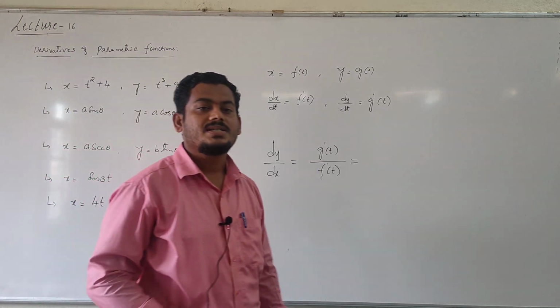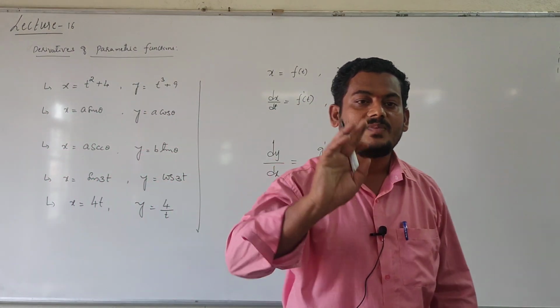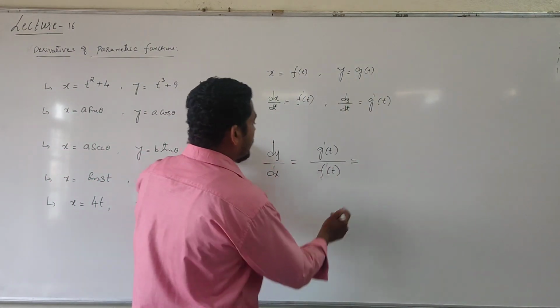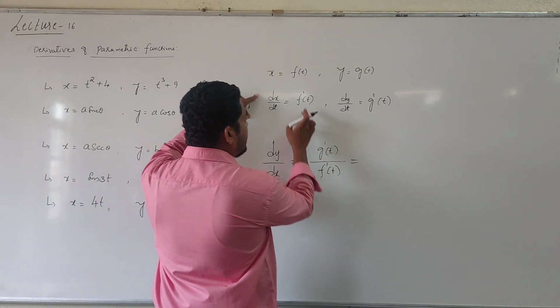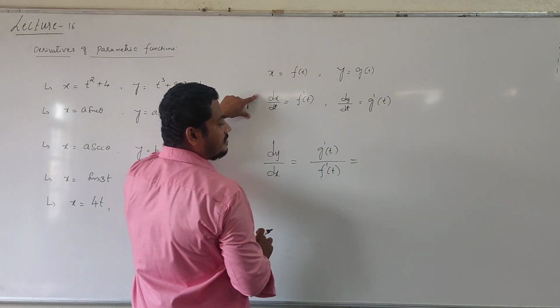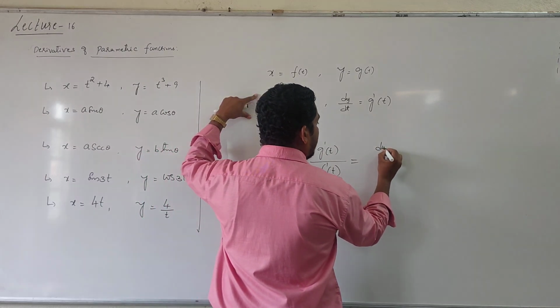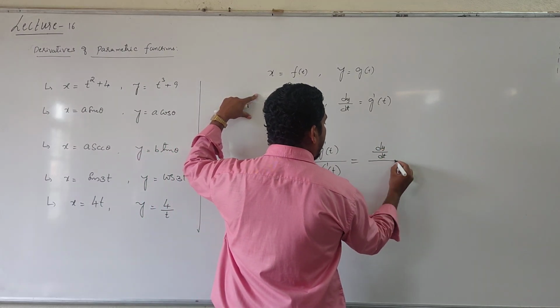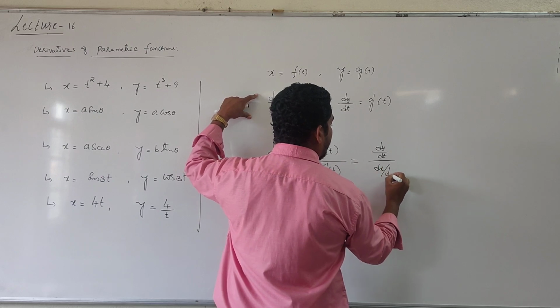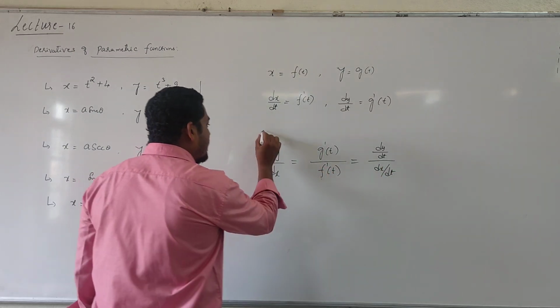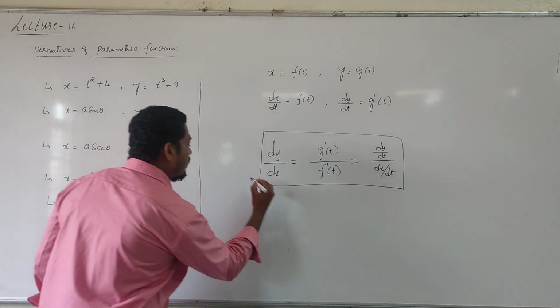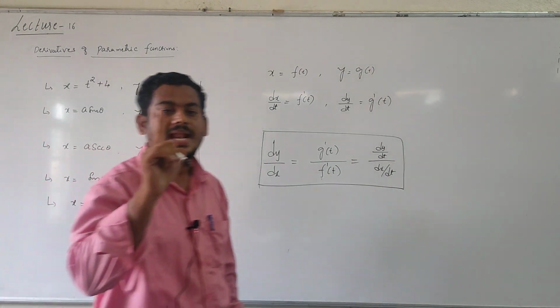Whenever parametric functions are given, means parametric form is given. Or else we can write this, what is dy by dx? dy by dx means dy by dt divided by dx by dt. This is, remember this as a formula for finding derivative of parametric function.